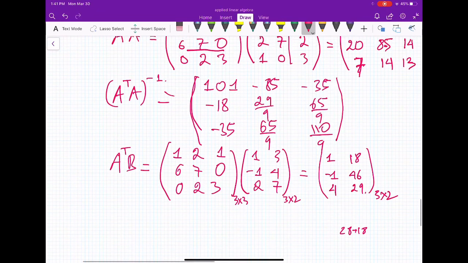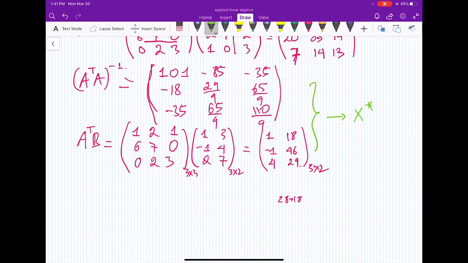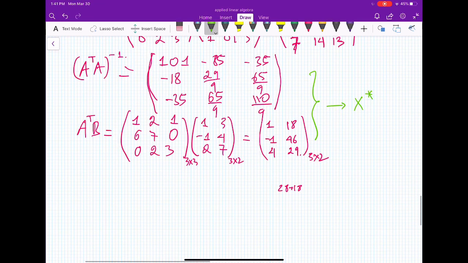And now we just multiply these two matrices, we get the answer we need. Basically we need to multiply these two guys, and we get x star. Make sense? The matrix is not good. Maybe we can use a calculator. Okay, let's try to use a calculator in here online.